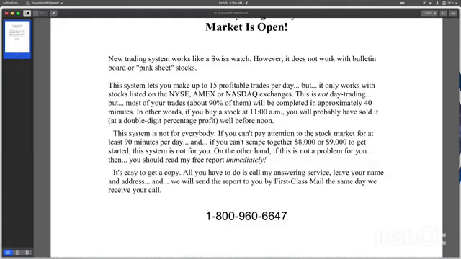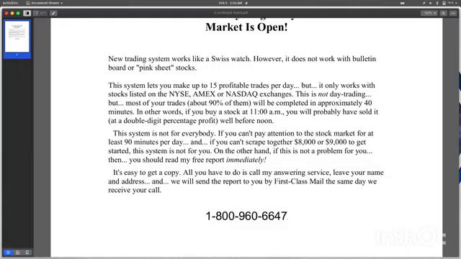We can see the system is trying to tell the reader that this is easy, because by system we know that one of the emotional triggers is easy. Whenever you see system, it is trying to show you that this is easy. This system lets you make up to 15 profitable trades per day. Also, by saying 15 profitable trades per day, we are being specific. It's going to make you 15 profitable trades per day.